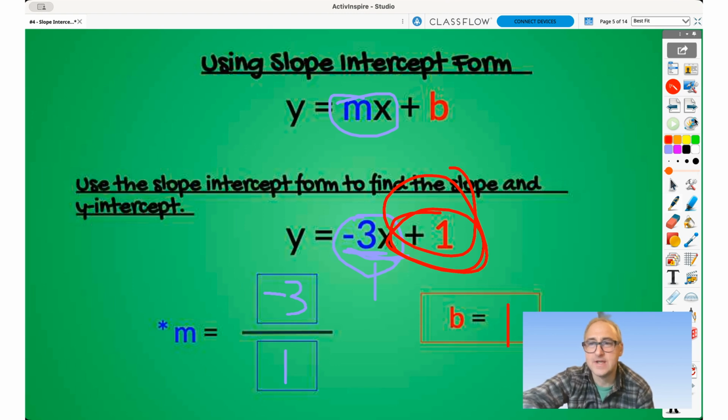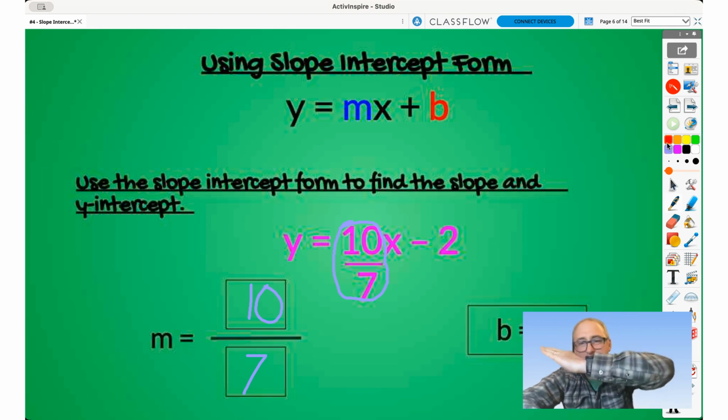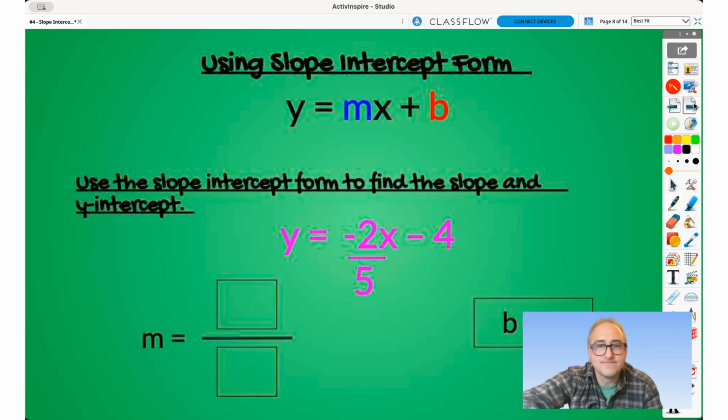Let's try one with a negative slope. Here's one with a negative slope. Our m is up 10 over 7. So we're going to move up 10 over 7. But this time we're going to start below kind of that equator line, or that x line, with a negative 2. So our b is going to be minus 2. Let's try graphing. You can come back and do these slides.